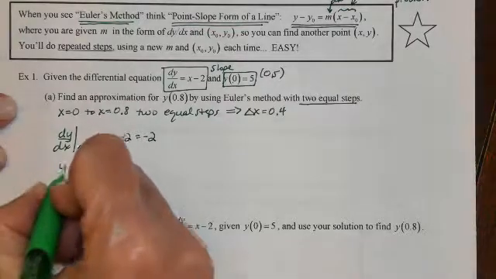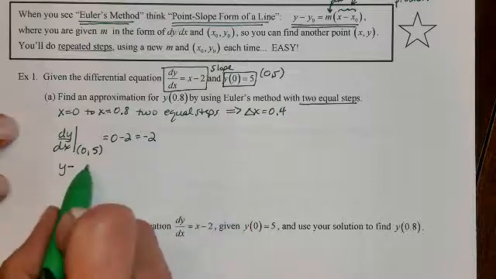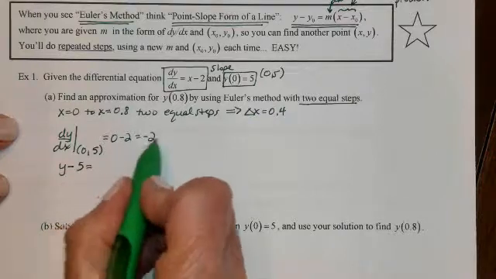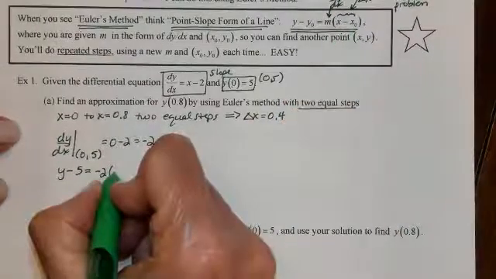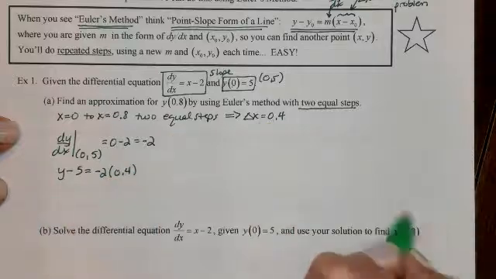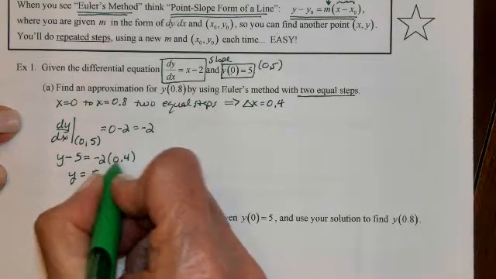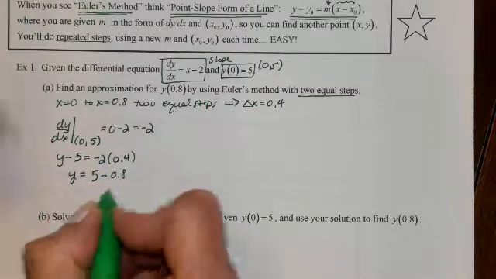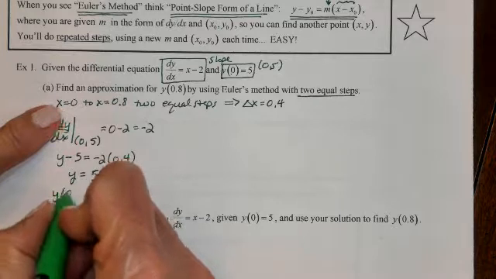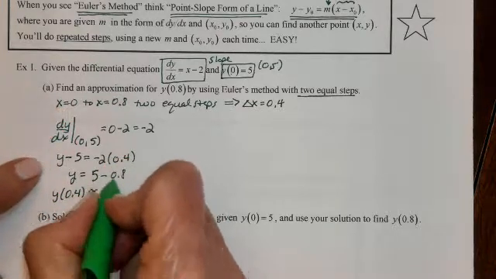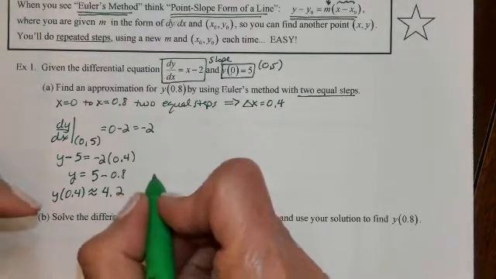Okay? Let's use the equation of the line to find that y value. We're finding that first y value. Okay? So y minus the y value, 5, is equal to our slope we just found times x minus the x value, but remember that is delta x, and that always stays the same throughout this whole problem. So 0.4. Now we can find y. So y will be 5 minus 2 times 0.4, which is 0.8. So our first y value at the middle x value, so y at 0.4 will be approximately 5 minus 0.8, which is 4.2. Okay? So that's our first point.